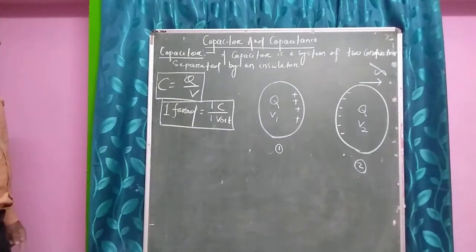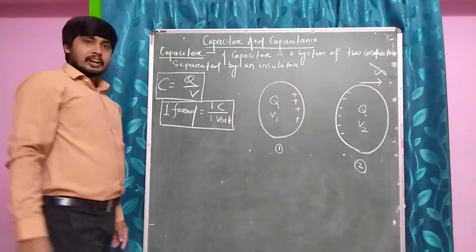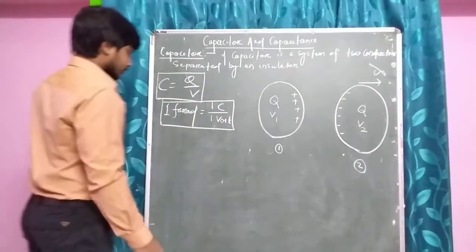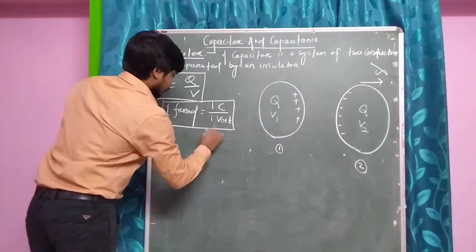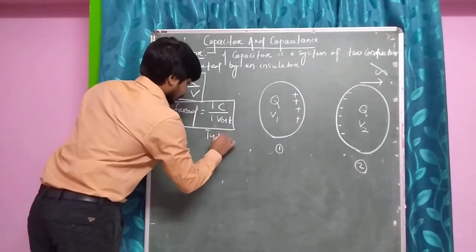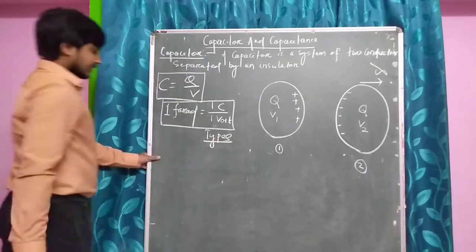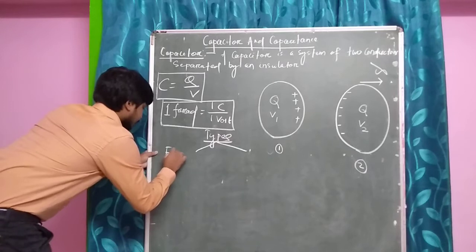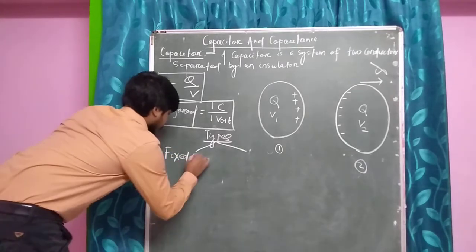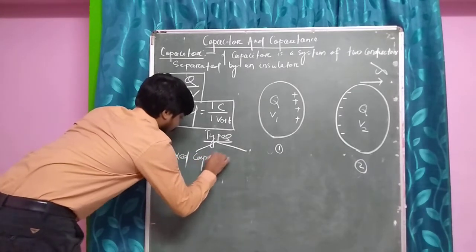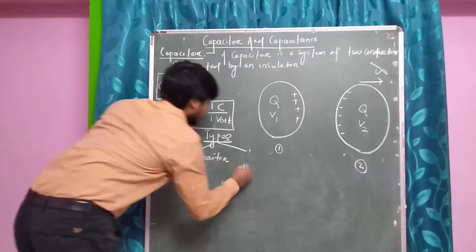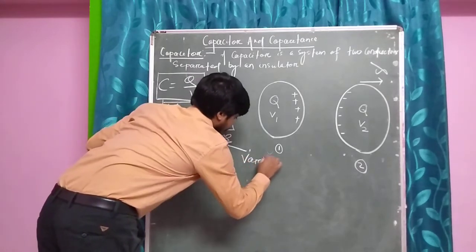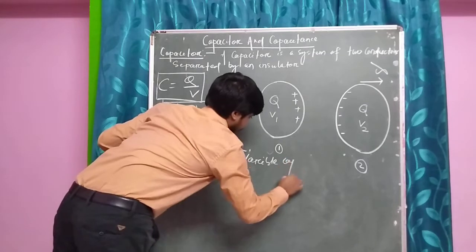Is it clear? Then coming to the types of capacitors, we have two types of capacitors. One is the fixed capacitor, and one is the variable capacitor.